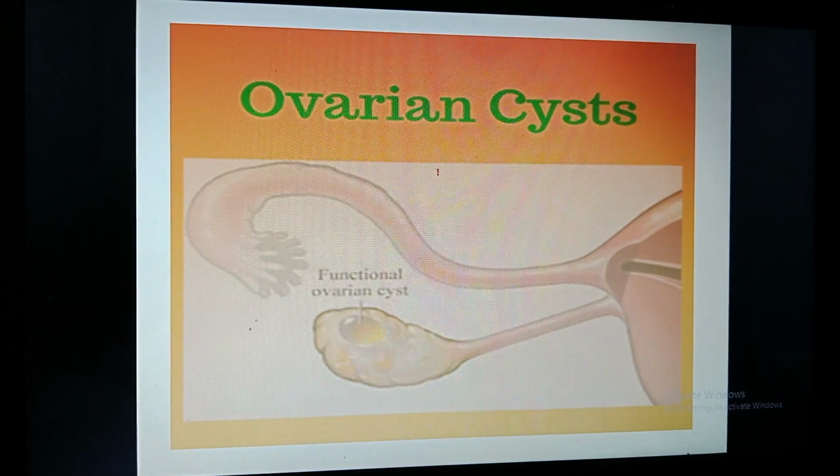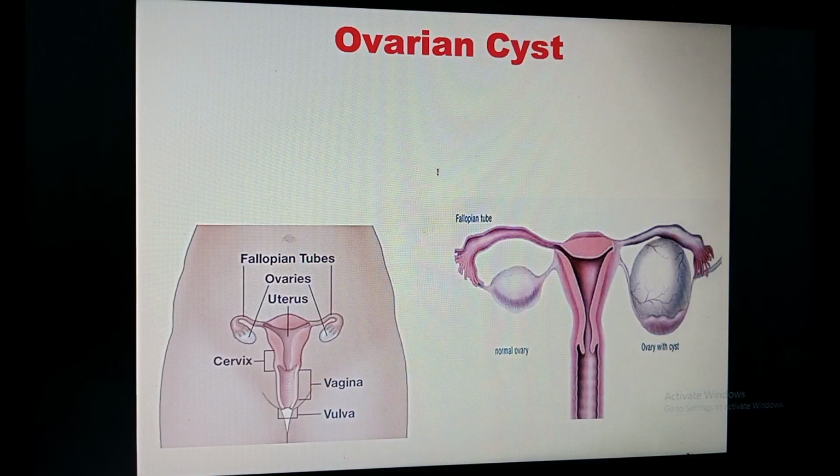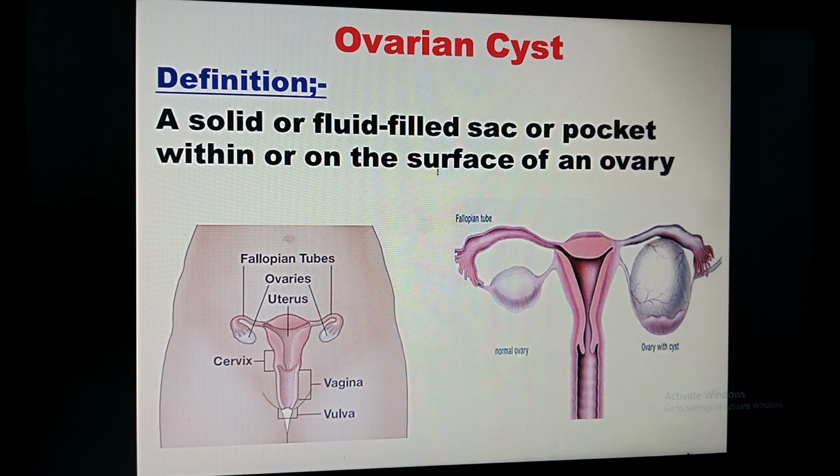Hello student, today we will see one more gynecological disorder, that is ovarian cyst. So what is a cyst? Cyst means it is a non-cancerous growth. Either it will be in a very soft form or in a very solid form. A solid or a fluid-filled sac or a pocket within or on the surface of the ovary.